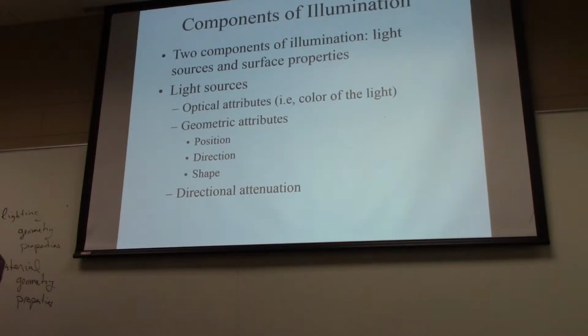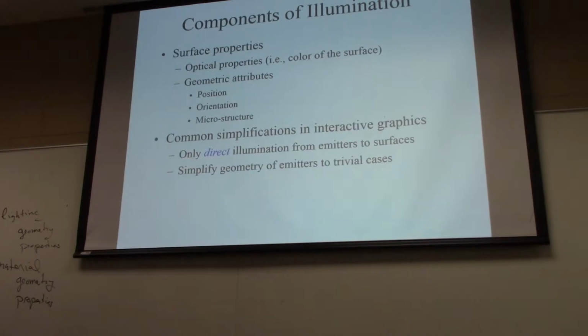So light sources and materials, again, have properties, the color of the light, and they have geometrical attributes. And surface properties have geometrical attributes, that is, where they're located. They emphasize the microstructure here, but all that really does is determine the extent of diffuse illumination or diffuse reflection.